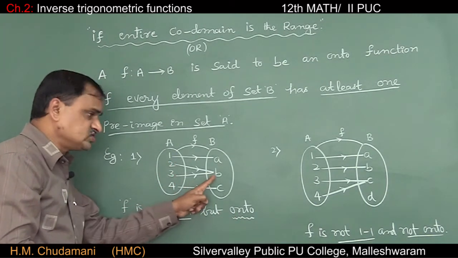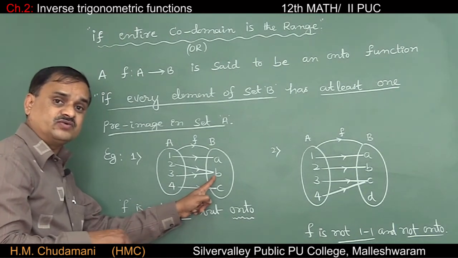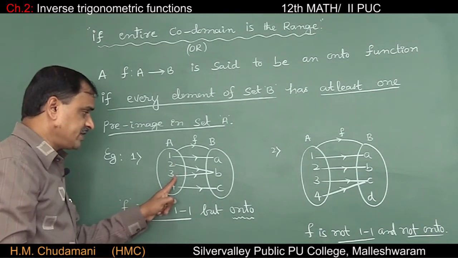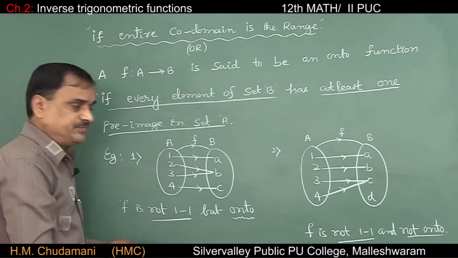But 2 and 3 are associated to the same element b. So if different elements have different images, then only it is one-one function. But here two different elements have the same image, that's why f is not one-one.